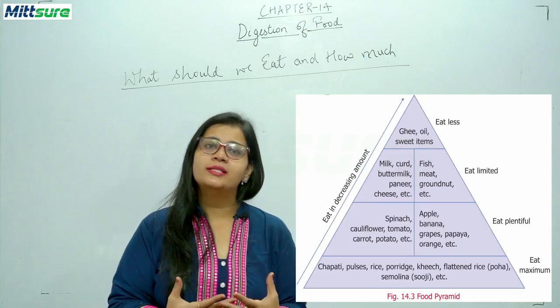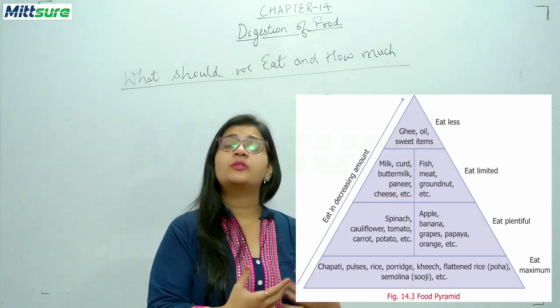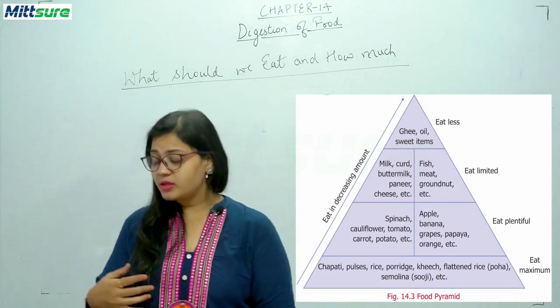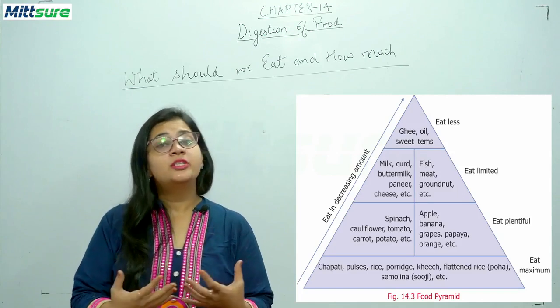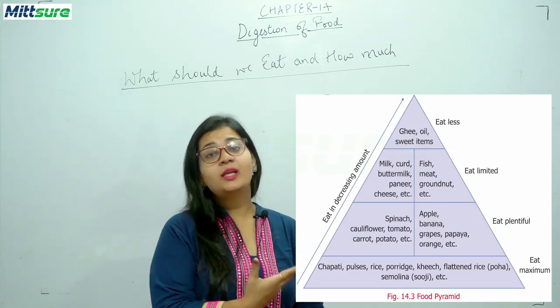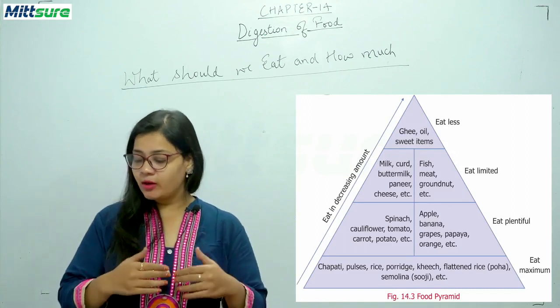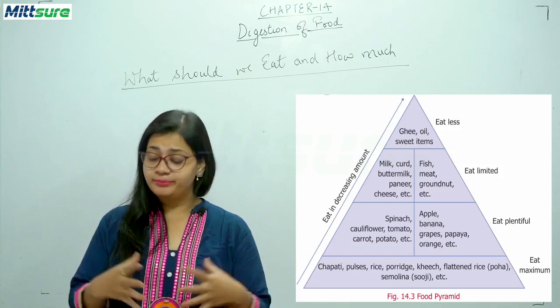Orange gives you citric acid, and citric acid is very essential, which helps in the formation of vitamin C. Oranges have vitamin C. So different fruits and vegetables give you different types of minerals and vitamins. Now the next stage is that you have to eat in plentiful.